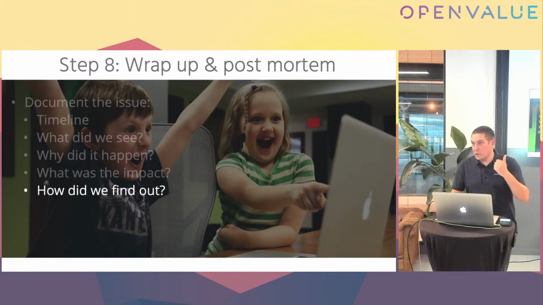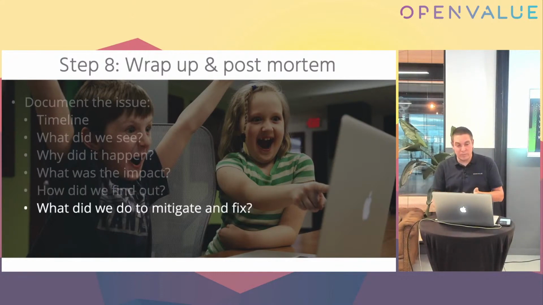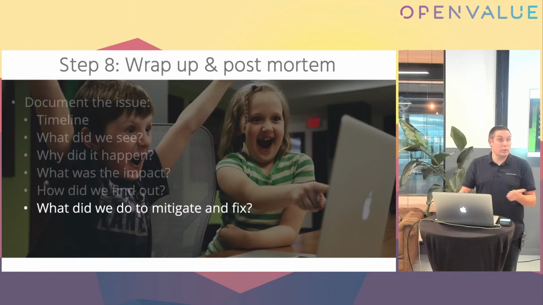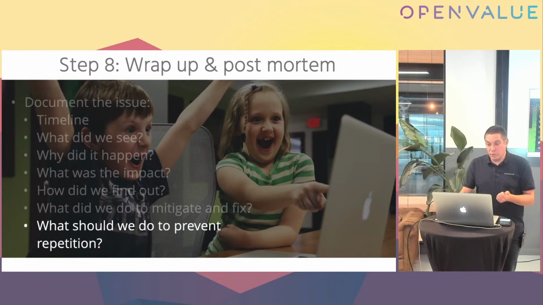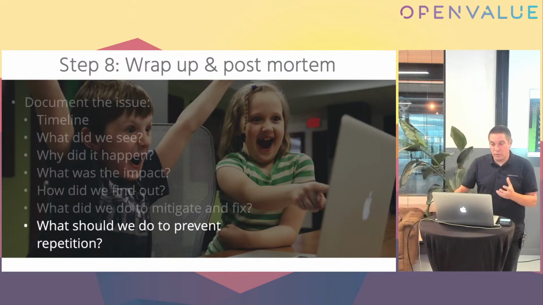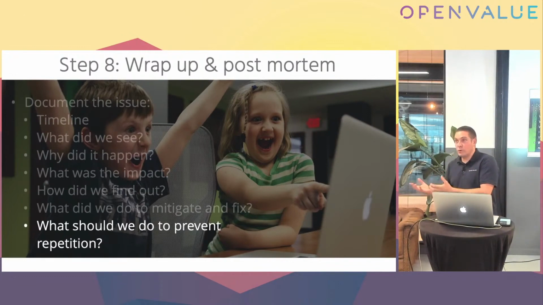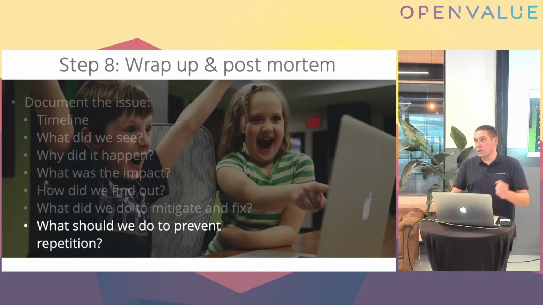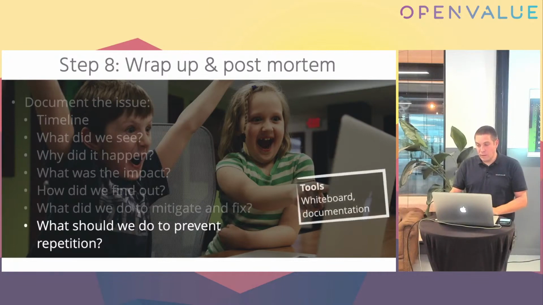How did we find out? Was it logging? Did somebody call us? Did we see something? What did we do to mitigate the issue? Maybe there was a short-term mitigation. Or what would we do to fix? What should we do to prevent this issue from happening again? And this helps as a structured approach to write down what happened, but also to share it with others, present it to your team, and hopefully prevent this issue from reappearing. So tools you use are a whiteboard and any documentation system you have.